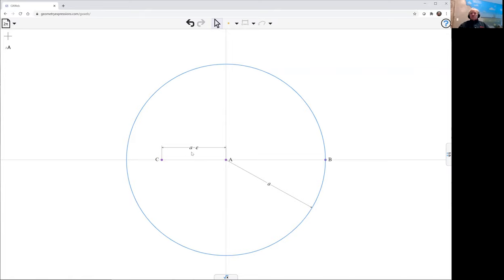So E is a proportion: if C is right on the circumference, E would be one. If it's in the middle, it'd be zero. So it's somewhere between zero and one.